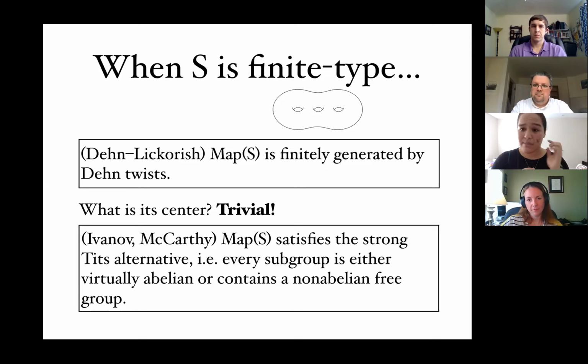So what does it mean to be virtually abelian? Every subgroup is either virtually abelian or contains a non-abelian free group. So either it contains a finite index abelian subgroup, somehow a very large abelian subgroup in it, or it contains a free group that's not Z. That's what I mean by non-abelian free group. Okay. That was a little bit of a mouthful, so if anyone has questions, feel free.